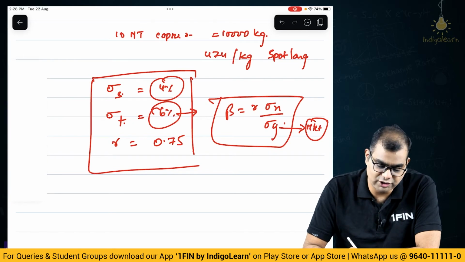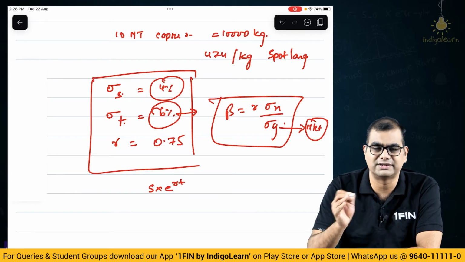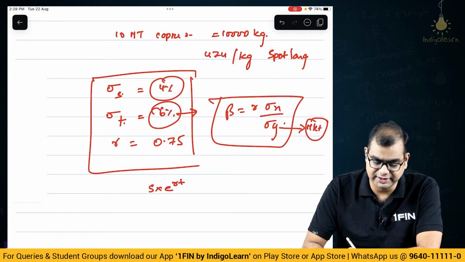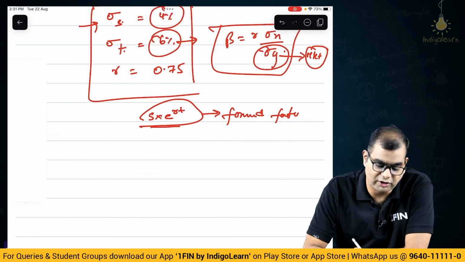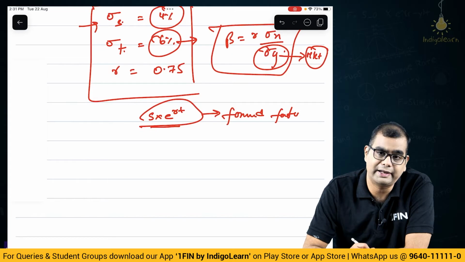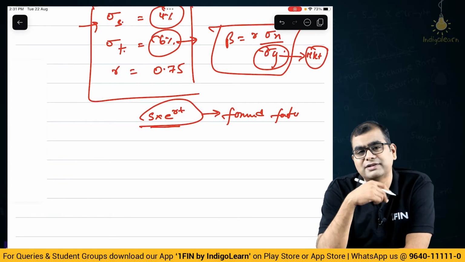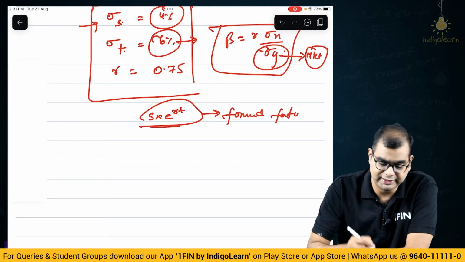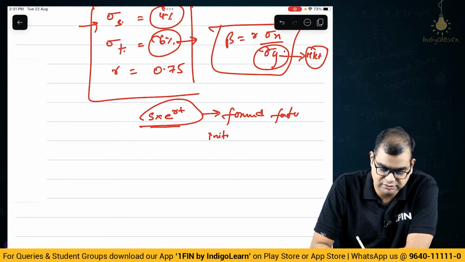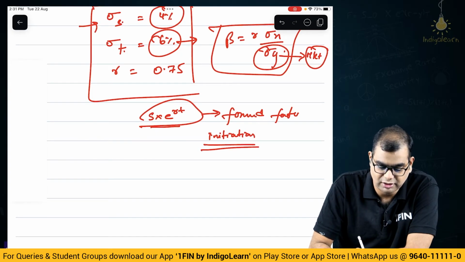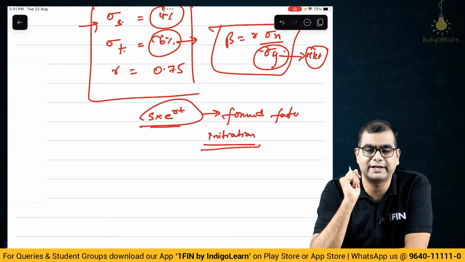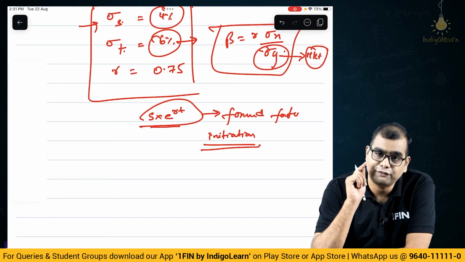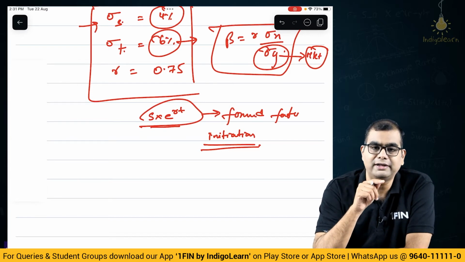No. What is the formula for a future or forward? Spot into e power RT. And again, you have dividends, adjustments, yield, convenience yield, all of that. Keep that aside. This is the formula for forward or future. So your forward rate is determined as S into e power RT. But when is the forward rate determined like that? At the initiation, that is how you determine it. But if you actually see in the real markets, what happens is futures prices determine spot.